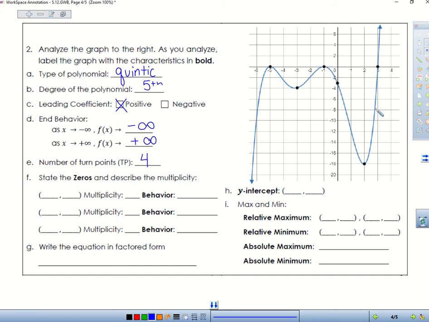I thought the leading coefficient, you know, it's like the first one. They really did just leave us like that. Come on.